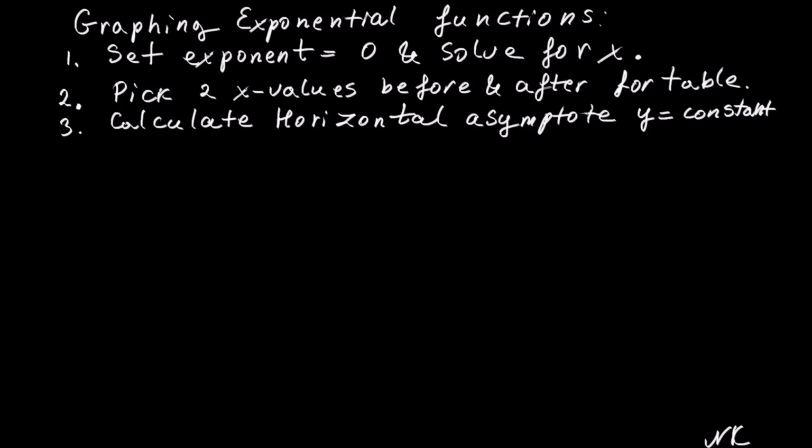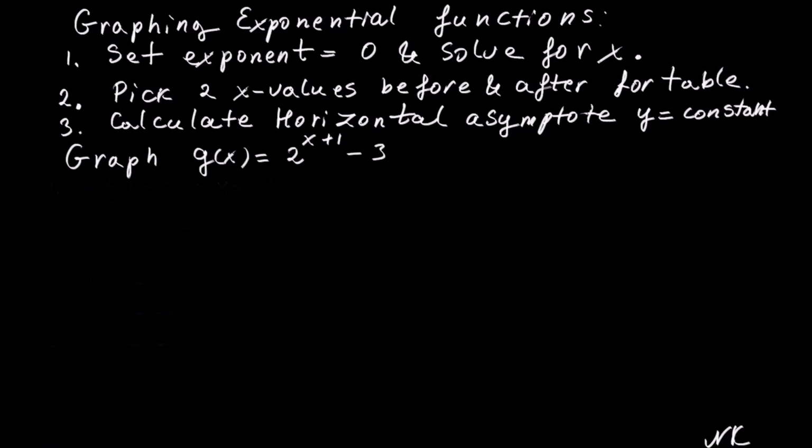Hello, in this video we will look at graphing exponential functions. You begin by finding the center of the graph by setting the exponent equal to 0 and solving for x, because when a base is raised to the 0 power, it is always equal to 1. Then you pick two x values before and after to make a table, and then you calculate the horizontal asymptote, which is y equals the constant of the function.